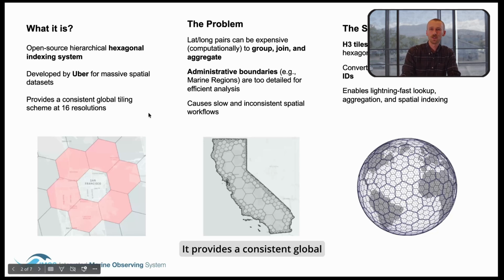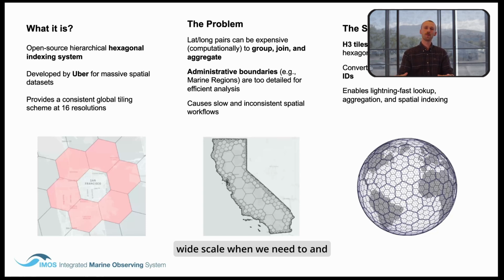It provides a consistent global tiling across the entire globe at 16 different resolutions. So this lets us see things at a wide scale when we need to and at an incredibly low scale when we need to. The smallest resolution is around 1 meter square hexagons.